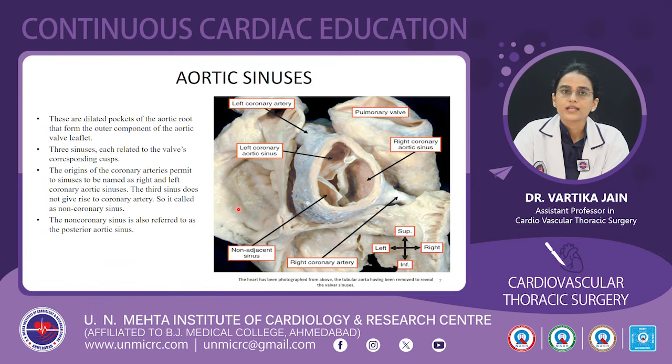Now moving on to the aortic sinuses, these are basically the outpouchings or dilated pockets of the aortic root which form the outer component of the aortic valve leaflets. So corresponding to the three leaflets of the aortic valve, there are three sinuses, and the nomenclature of the sinuses is based on the origin of the coronary arteries from the respective sinus. So for the right coronary artery, it is called the right coronary cusp. For the left coronary artery, it is called the left coronary cusp. And the third sinus, which does not give rise to any coronary artery, is then called the non-coronary sinus and sometimes also referred to as the posterior aortic sinus.